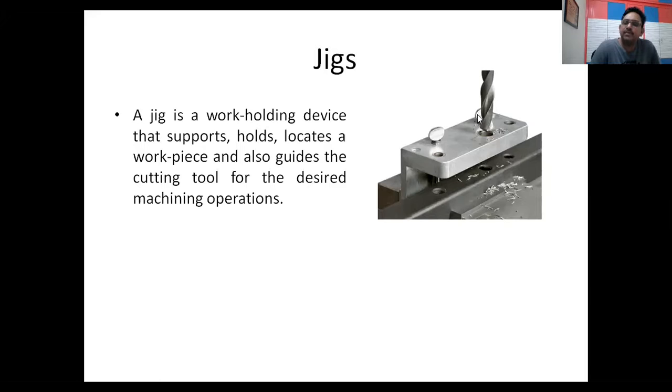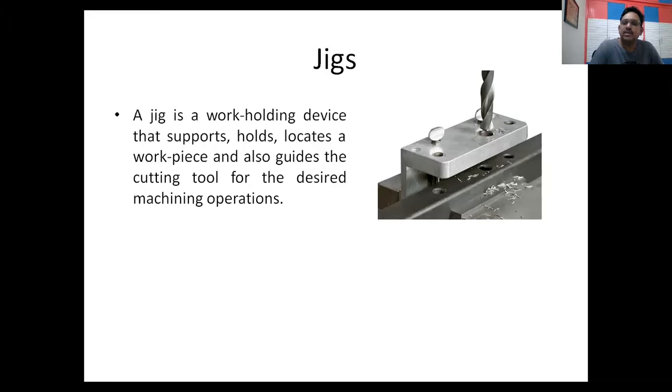and with the help of these two clamps I will fix it properly, and I will locate it in a proper place. So this jig is supporting, holding and locating, and also see here, it is guiding the tool here. See here, I want to make a hole here, so it is guiding the tool, and with the help of that I can make a hole on that.